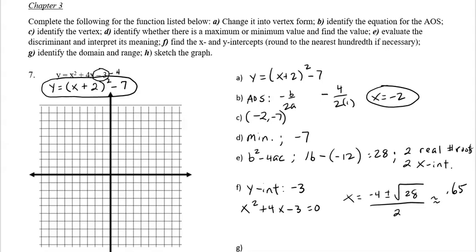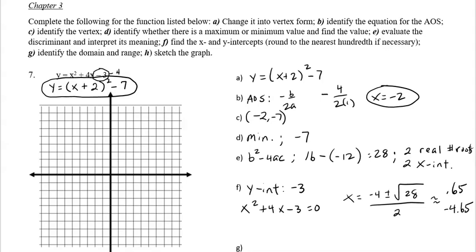And now let's see what we get with the subtraction. So if you want to clear your calculator, now you're going to do -4 minus the square root of 28. And then divide that by 2. And that's -4.65. Okay, so when we do our graph in just a minute, we'll see if those look reasonable.